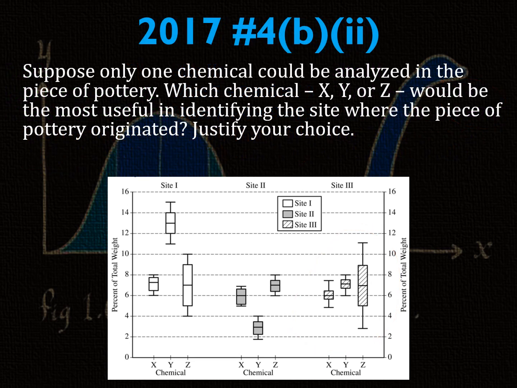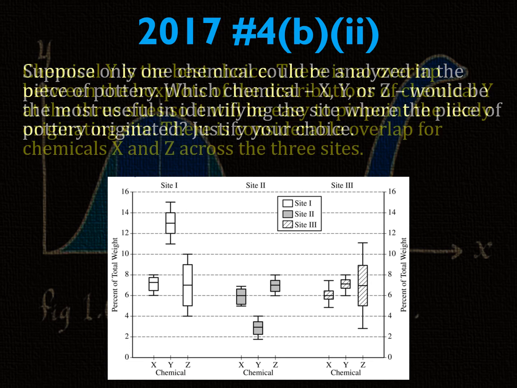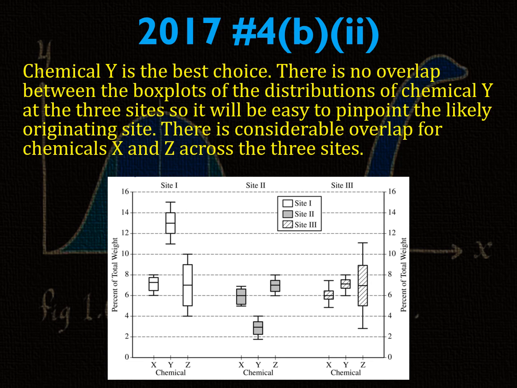B2, suppose only one chemical could be analyzed in the piece of pottery. Which chemical, X, Y, or Z, would be the most useful in identifying the site where the piece of pottery originated? Justify your choice. And it turns out chemical Y is the best choice.